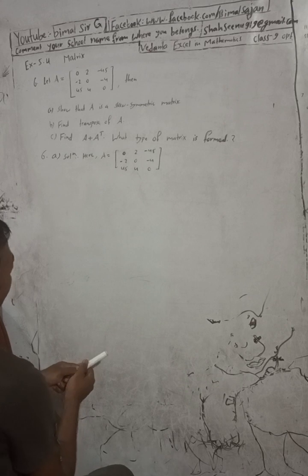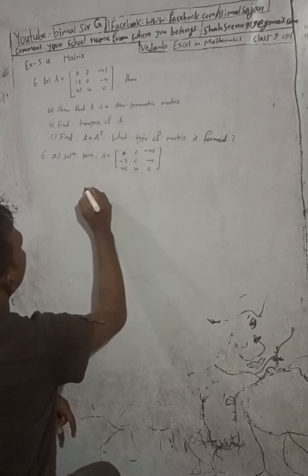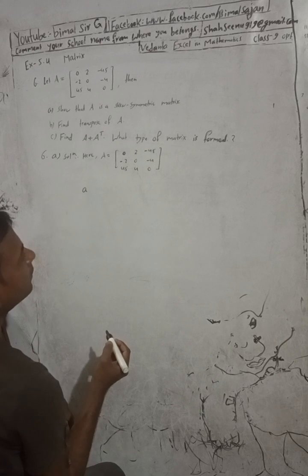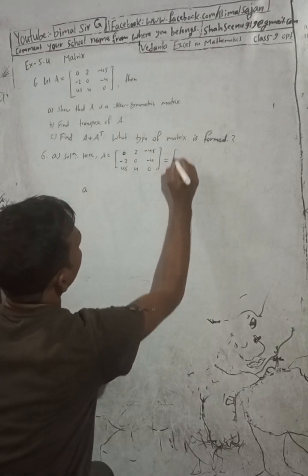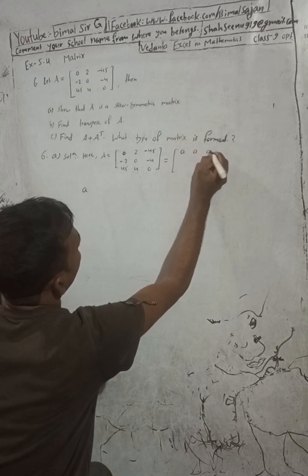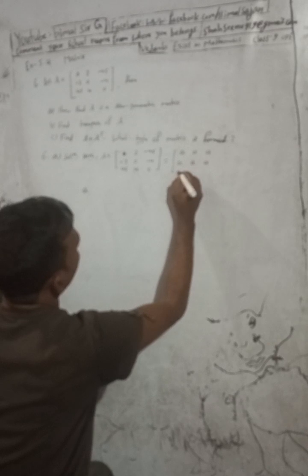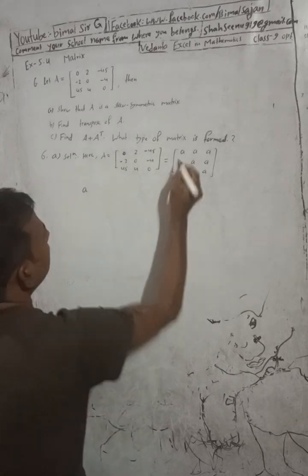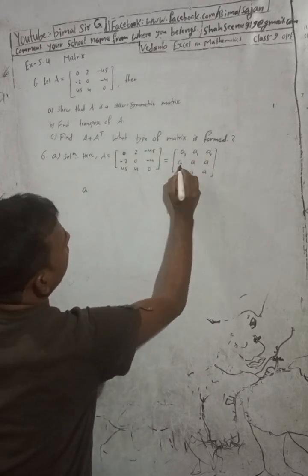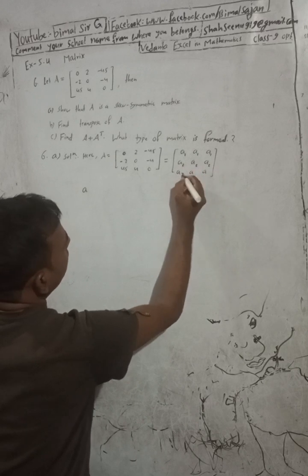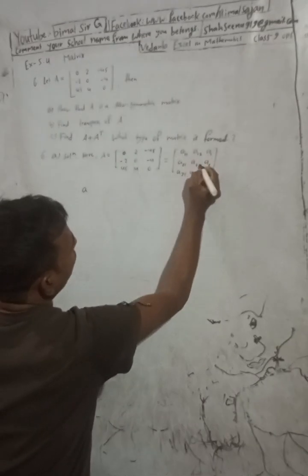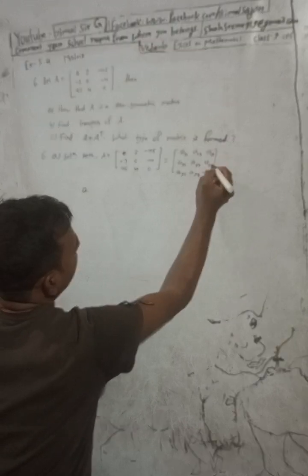After that, for convenience I will write it like this. This is a 3 by 3 matrix. Now this is the first row, so write first row 1 1 1. This is the second row, so 2 2 2. Third row, so 3 3 3. Now this is the first column, so 1 1 1. Second column, so 2 2 2. This is the third column, so 3 3 3.